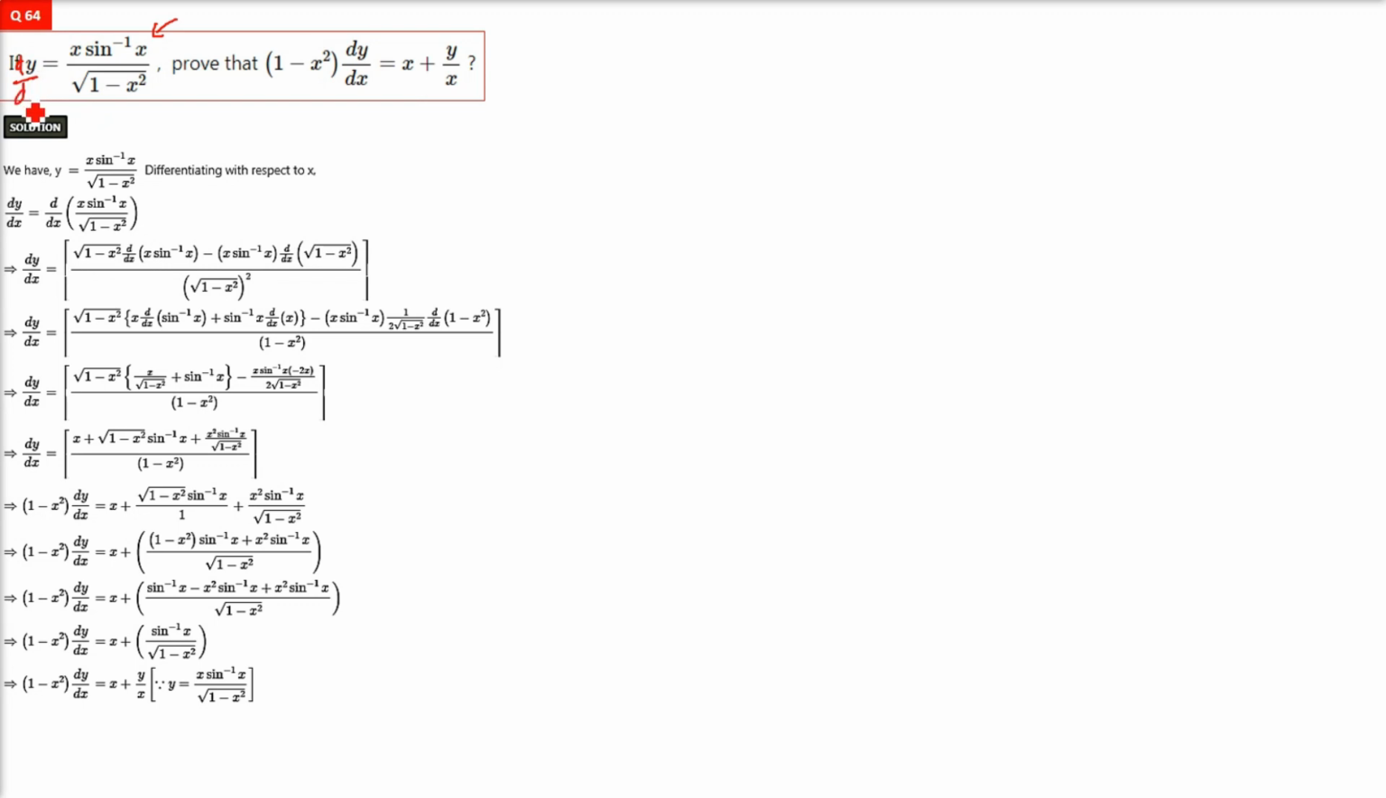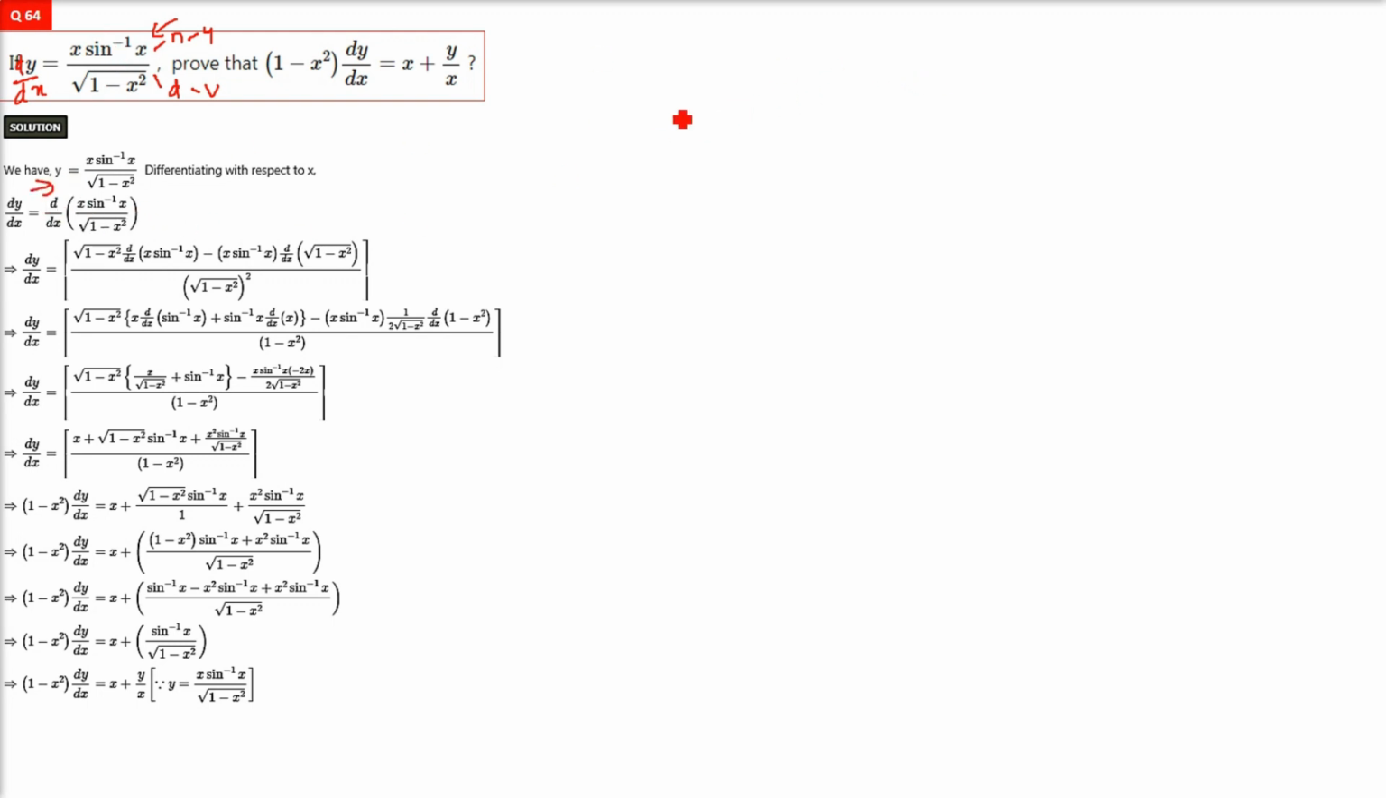But for those who actually want to see how the question is done: for dy by dx, I am indicating the numerator and denominator, assuming them to be u and v, so the quotient rule has to be applied. But since in the numerator we have x sine inverse x, that turns out to be a product rule solution. Alright, so let us see.